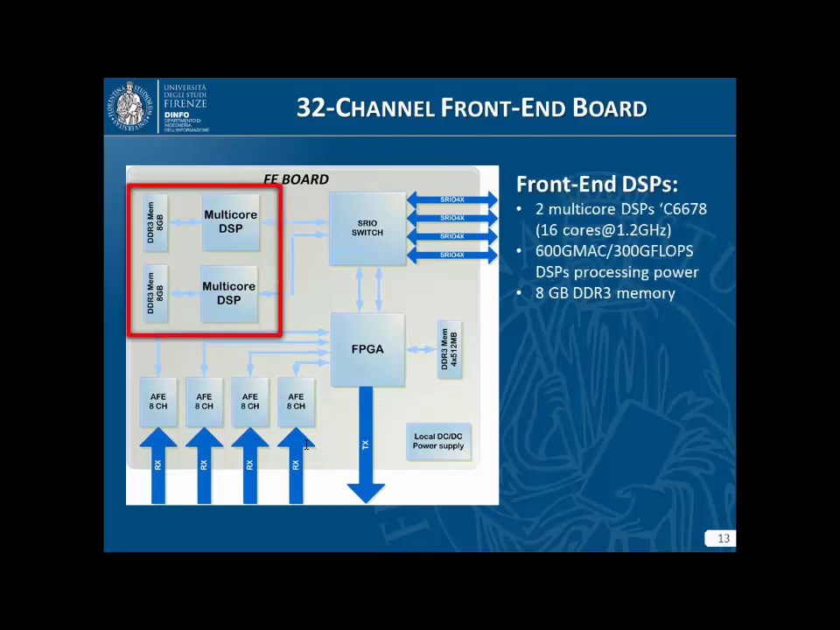Then, also here, we have a couple of multi-core DSPs. So in this case, we have 16 cores in total. And they are in charge of custom elaborating the raw beamformed data coming from the FPGA and streaming the data toward the user interface board, where they will be again elaborated and streamed out.